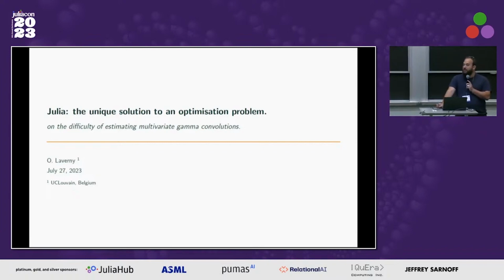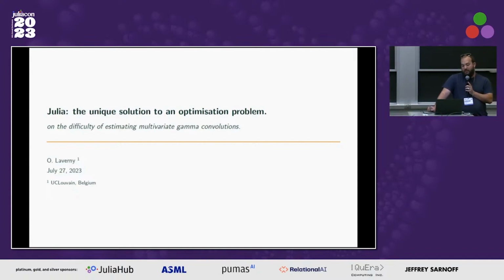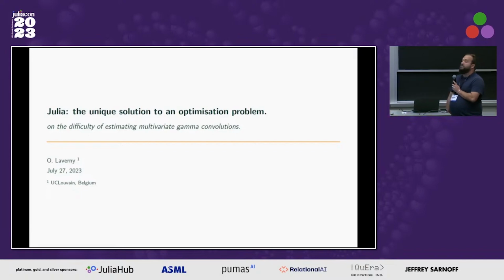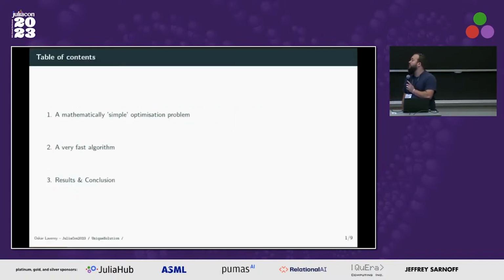My name is Oskar Laverny and I'm here to talk about an optimization problem that I stumbled upon in the middle of my thesis that actually forced me to use Julia. It was 2.5 years ago and since then I kept using it, of course. It's one of the reasons that I'm here. The point of the talk is to describe the problem and explain why Julia was in fact the unique possible solution to this problem.